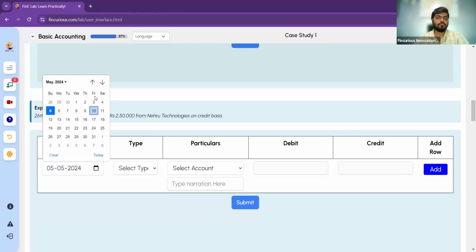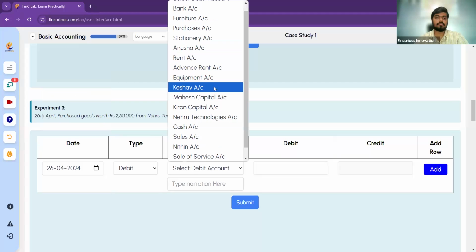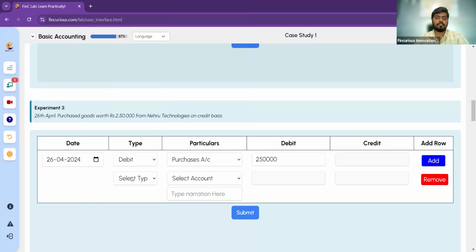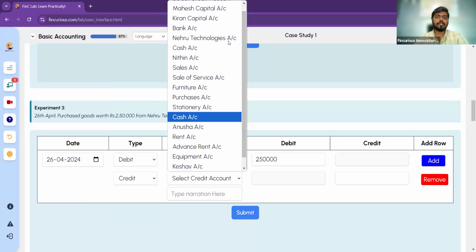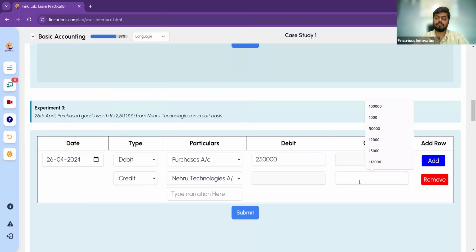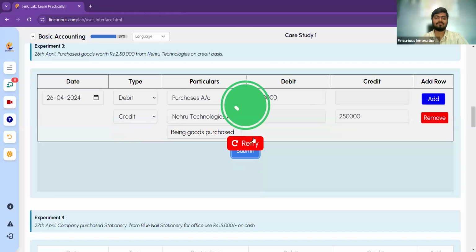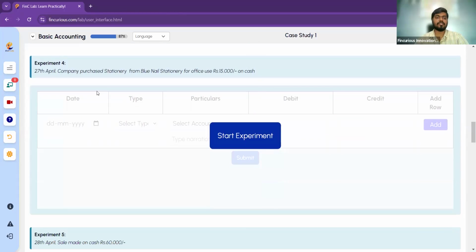It is 26th of April. Select the type debit. Select debit account would be purchases account with 2,50,000 and click on add. Again credit to Nehru Technologies account. So this is the account we need to create. Narration being goods purchased. See, now it is showing correct answer. So let us go to the next experiment.